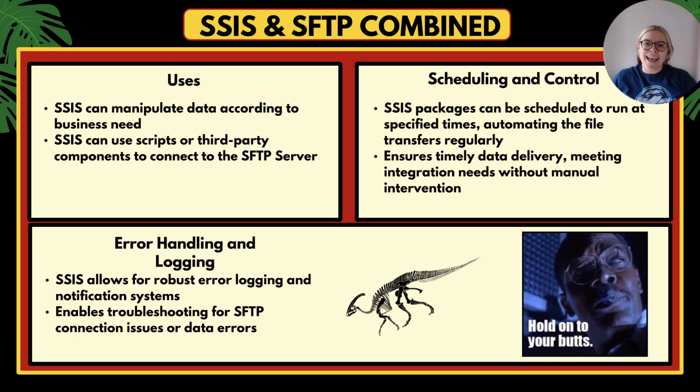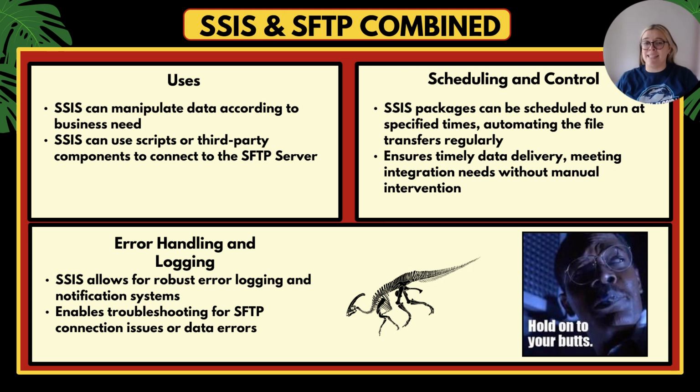So now that you've met SSIS and SFTP on their own, let's talk about what happens when you combine their powers together. This is where the real magic, and maybe a little mayhem, can start. When these two systems work together, they automate and streamline how data moves across your organization. But like any well-run dinosaur park, it takes coordination, planning, and a lot of behind-the-scenes safety checks. So as Samuel L. Jackson wisely says, hold on to your butts. Let's break it down. Uses.